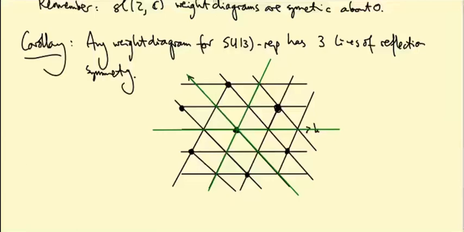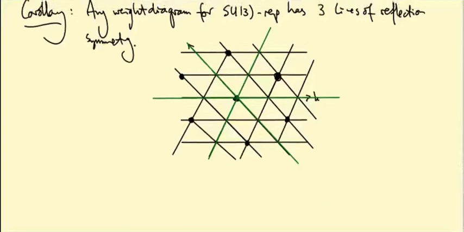So this symmetry has a name. The symmetry group that acts is called the Weyl group. And this is called Weyl symmetry. W-E-Y-L, Weyl symmetry, the Weyl group.